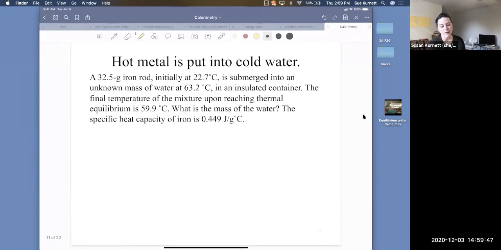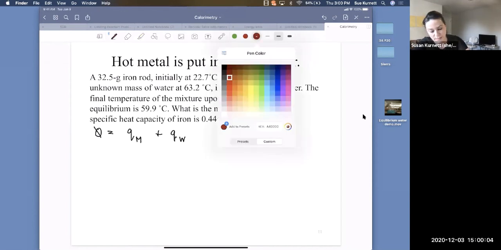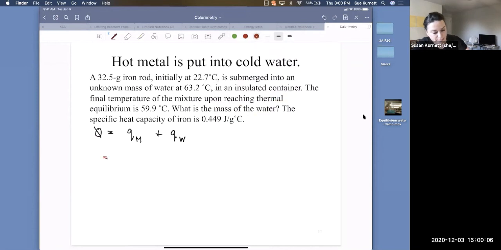Okay, so if you put a hot metal into cold water, we're going to start with this idea. No energy is lost. The metal is going to dump energy and the water is going to receive the energy. When the metal dumps energy, that's an exothermic process, so I'm going to let it be red, and I'm going to say Q equals MC delta T: the mass of the metal, the specific heat of the metal, and the change of temperature of the metal.